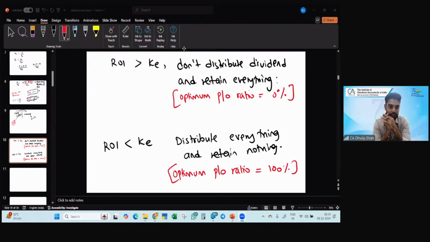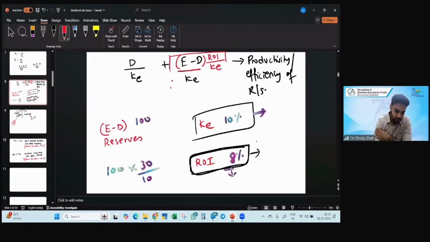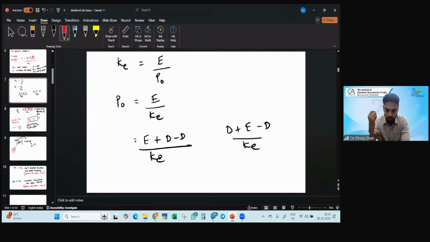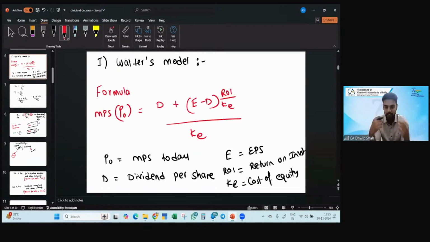Understood? Walter's model, everyone. Can you just go through the formula and quickly capture this in your mind? And if I ask you the formula, can you type it in the chat box? After that, can you just quickly memorize this formula? Not to memorize, I have shown you the derivation. So आपको रट्टा नहीं मारना है. The derivation is also there of this formula.